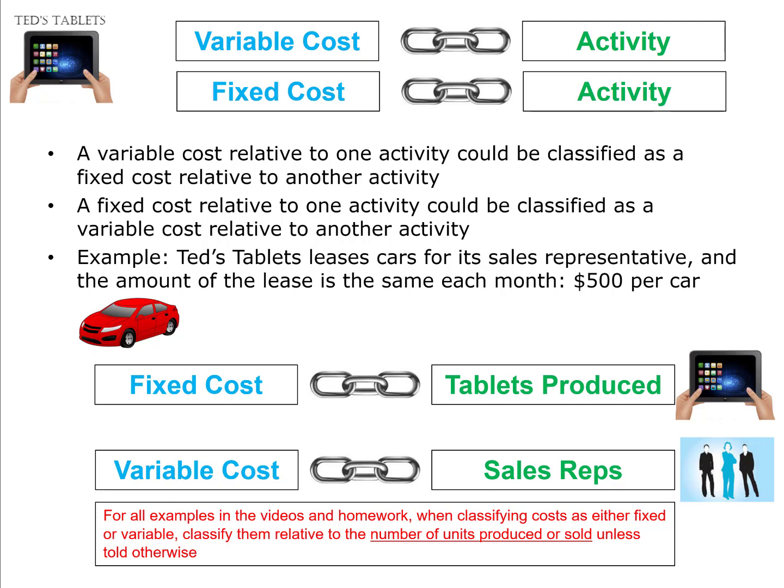So we've learned that all costs are either variable, fixed, or mixed. And mixed costs can be broken down into their variable and fixed components in order to help the company forecast and control cost.